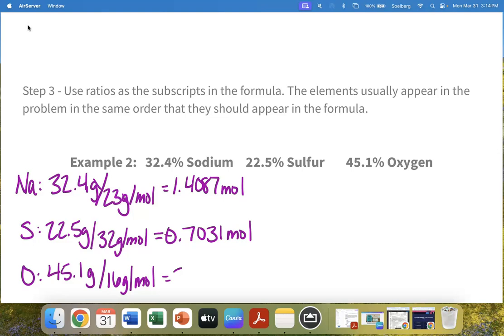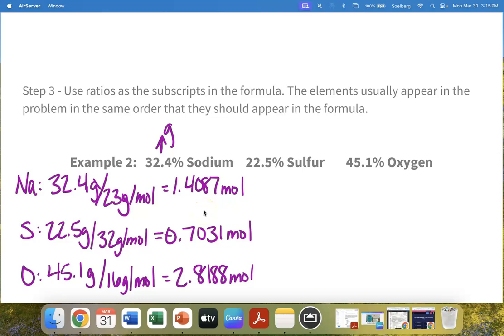And this gives me 2.8188 moles. Okay, so I just did the first step. All I did was convert this percent to grams, and then divide it by the atomic mass to get a number. Now what I'm going to do next is take all three and divide them by the lowest number. So now what we need to do is take this number and divide all three of them by the smallest one.